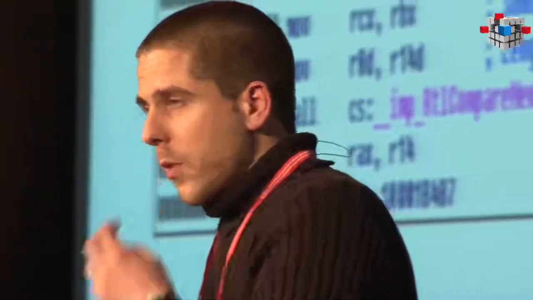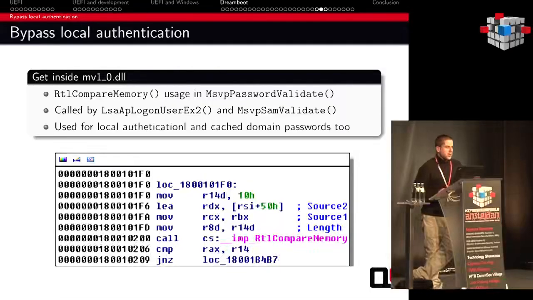So for the first payload, the local authentication bypass. Nothing really new. It's just a patch in MsvpPasswordValidate inside the MSV1_0 DLL. So I just patched the return of RtlCompareMemory while comparing the NTLM digest.